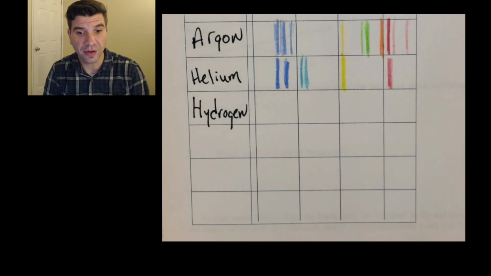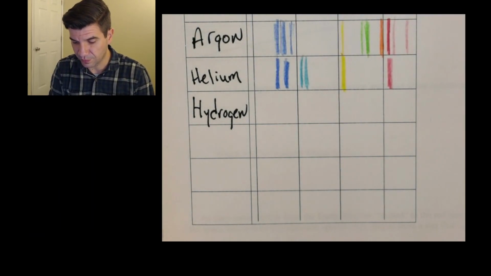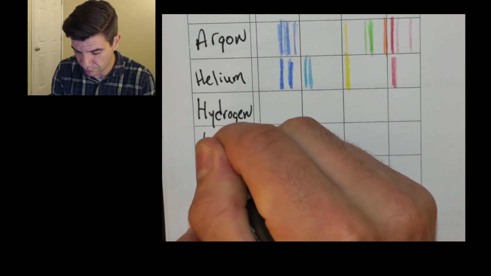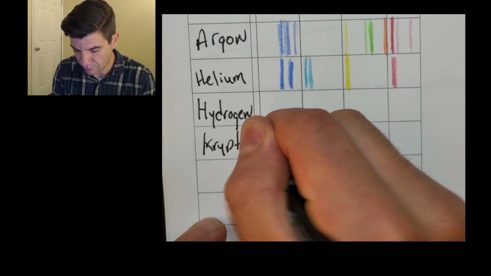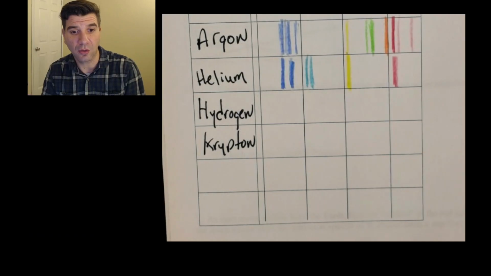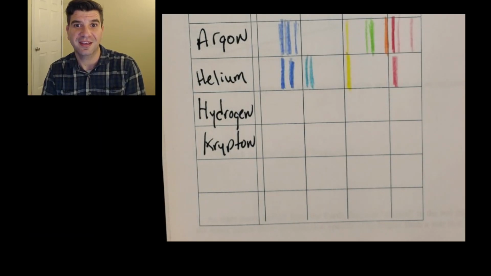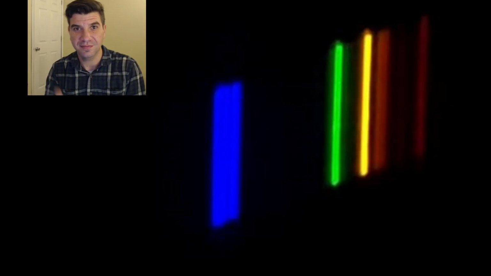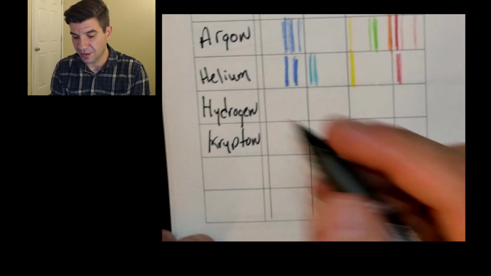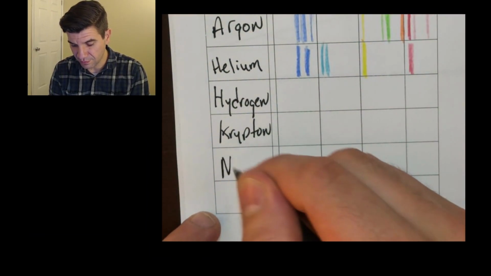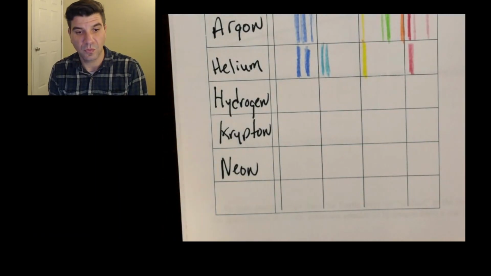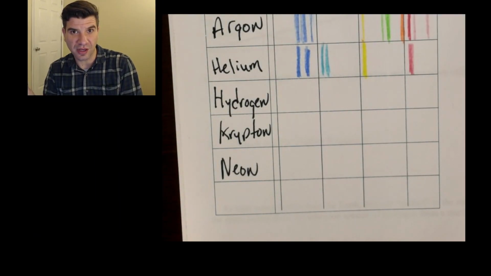Okay, our next one on here is krypton. So let's write down krypton. And let's power on our device. And let's take a look at the spectral lines. Next up is neon. Let's take a look at the spectral lines for neon, and there they are. Pause the video if you need to copy it.